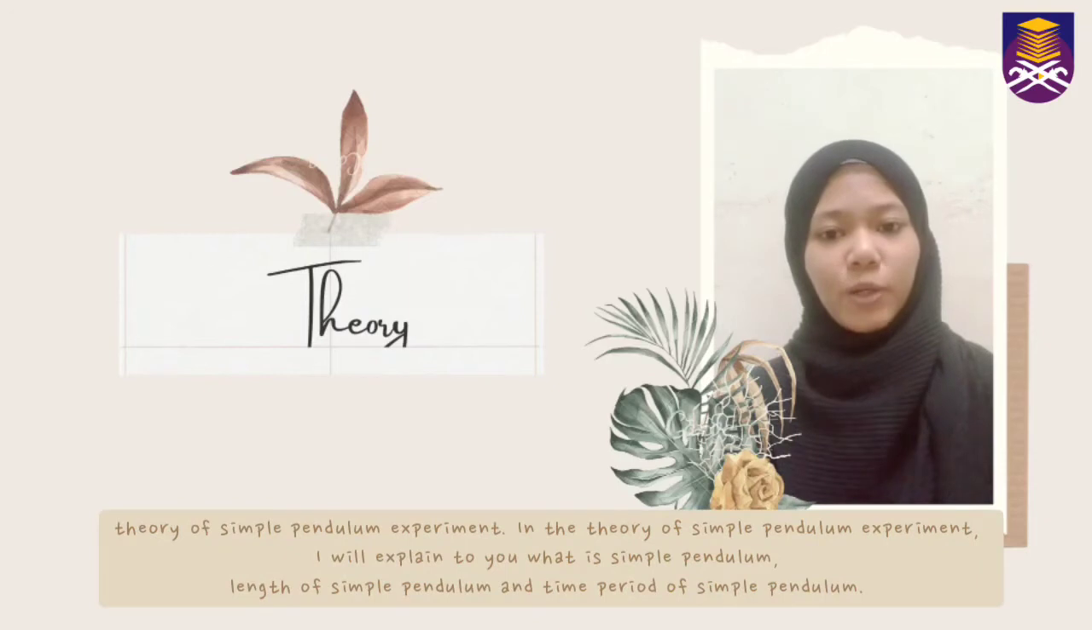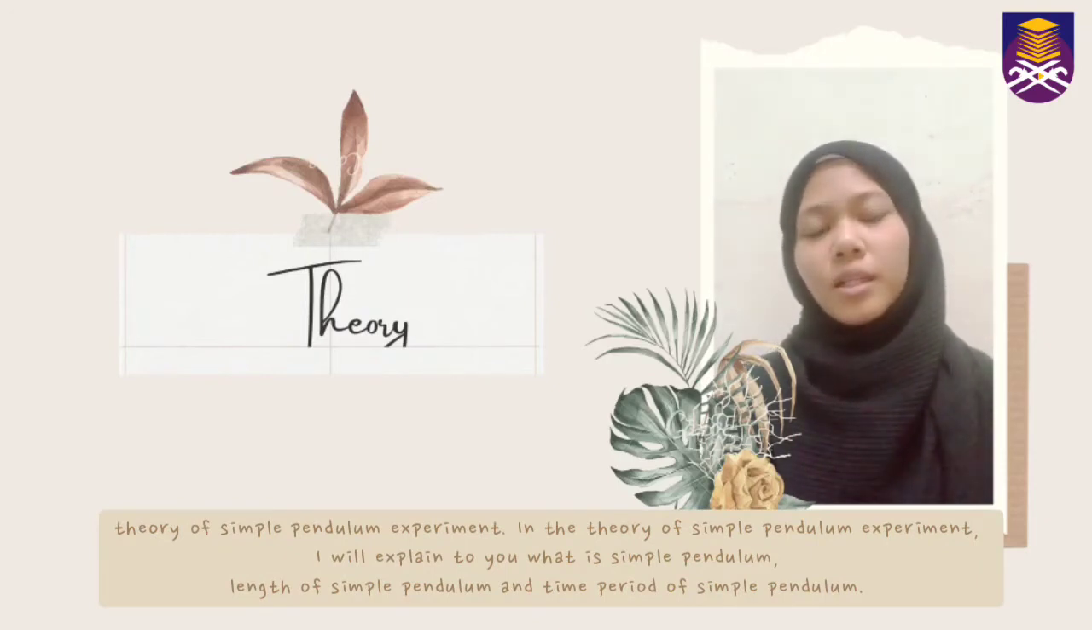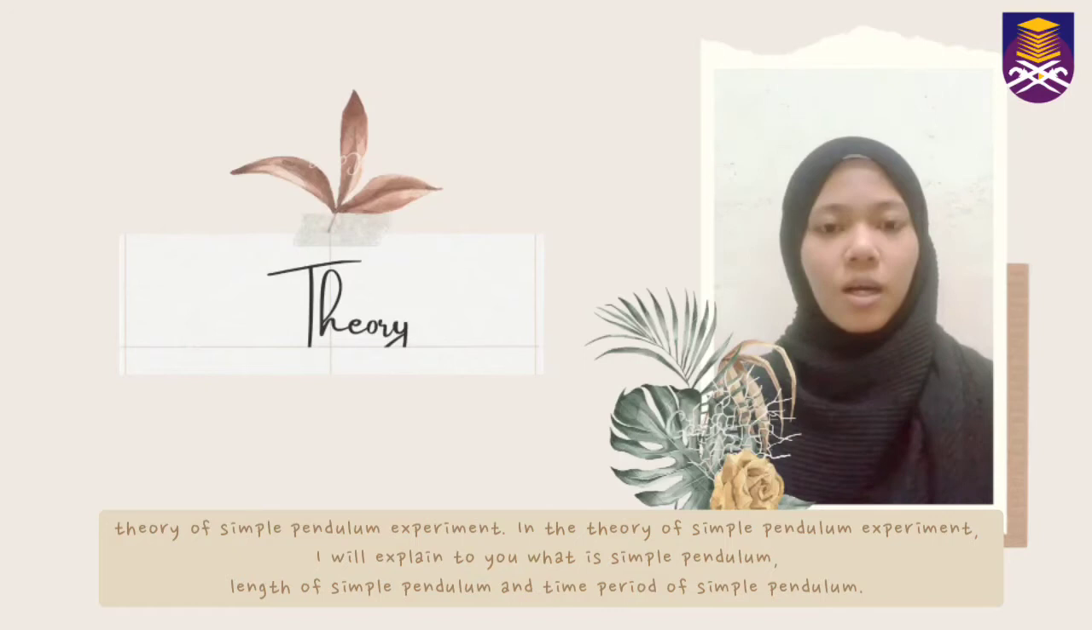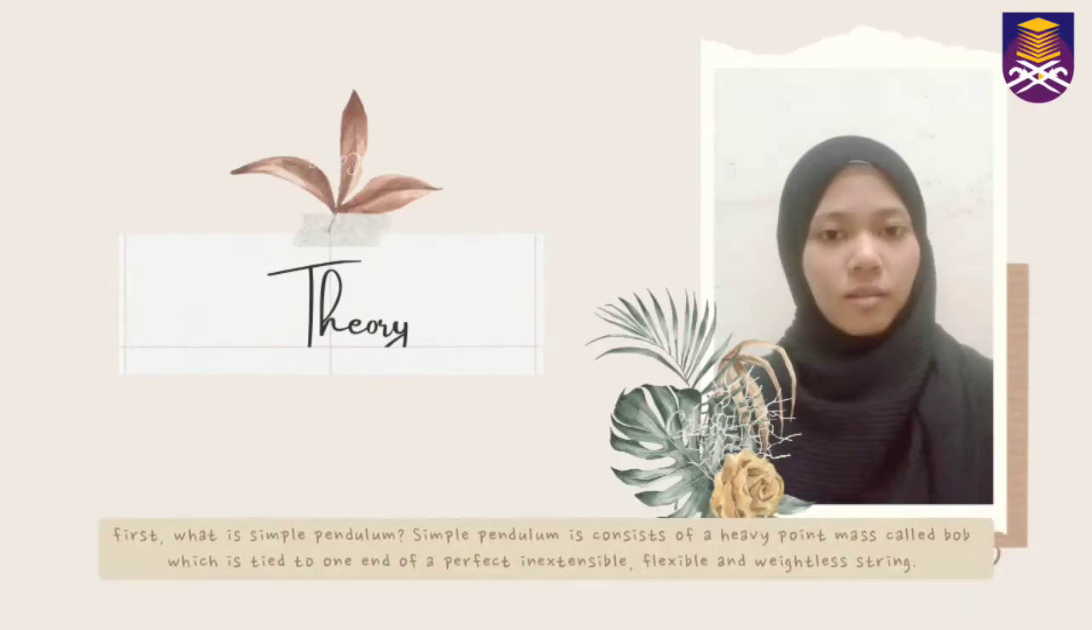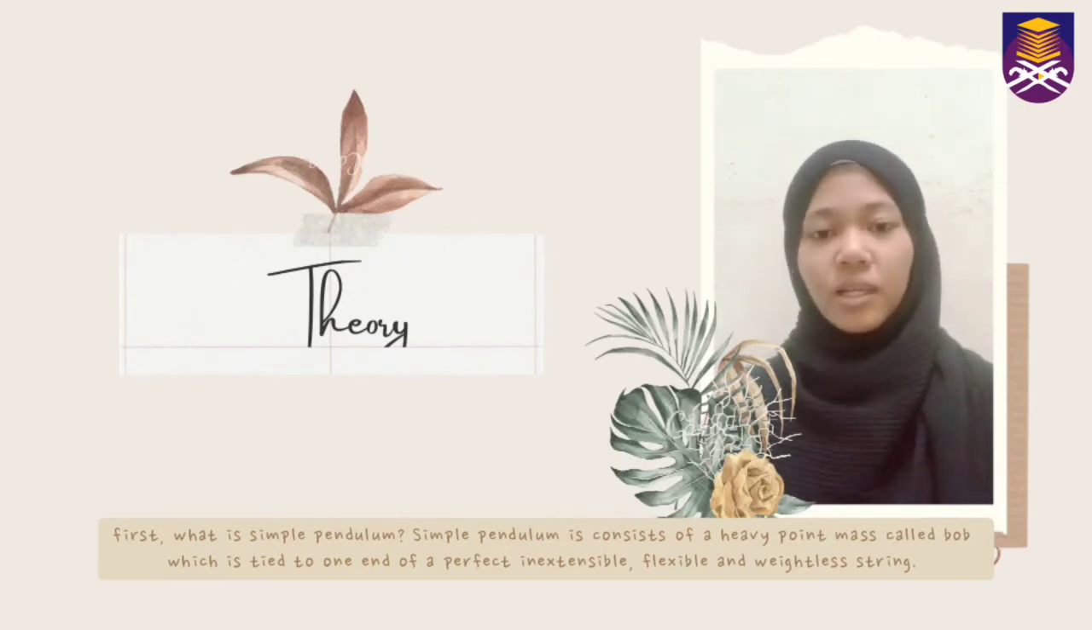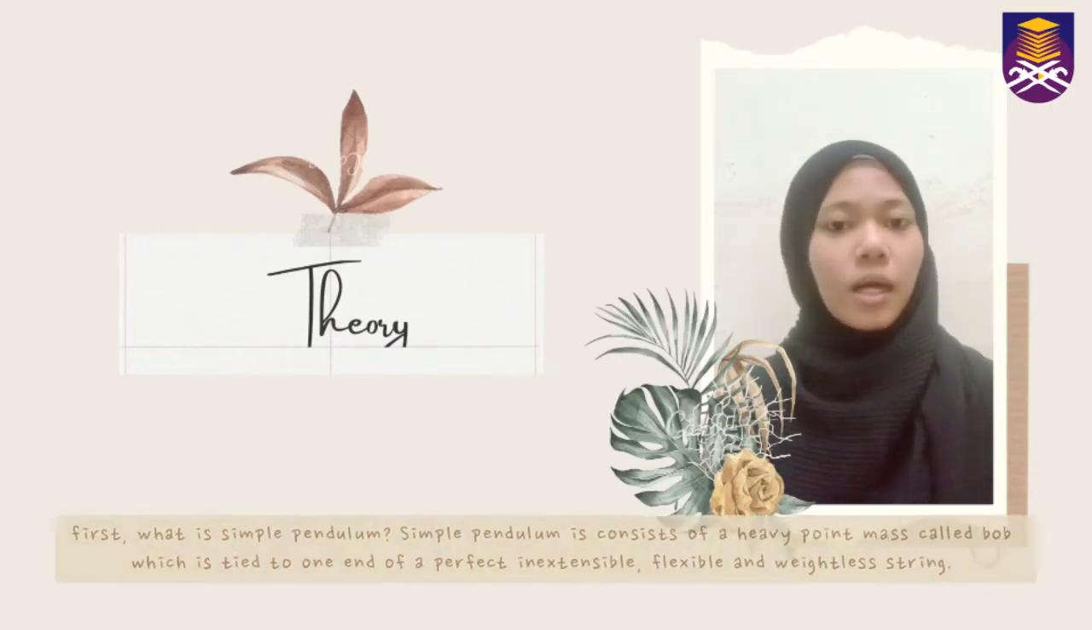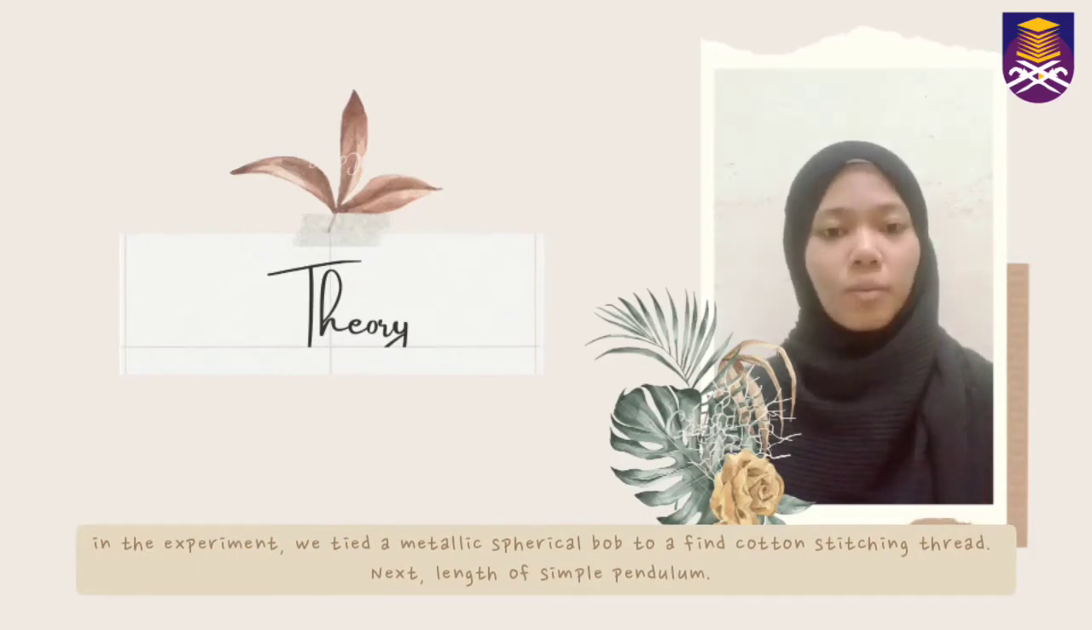Theory of simple pendulum experiment. In the theory of simple pendulum experiment, I will explain to you what is a simple pendulum, the length of a simple pendulum, and the time period of a simple pendulum. First, what is a simple pendulum? A simple pendulum consists of a heavy point mass called bob, which is tied to one end of a perfectly inextensible, flexible, and weightless string. In the experiment, we tied a metallic spherical bob to a fine cotton stitching thread.